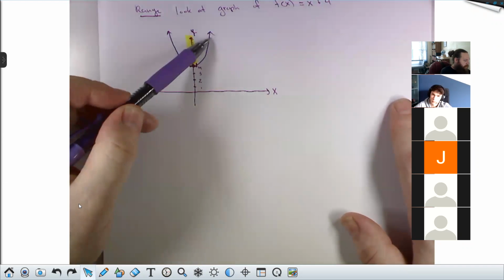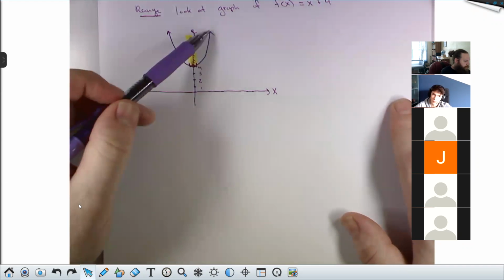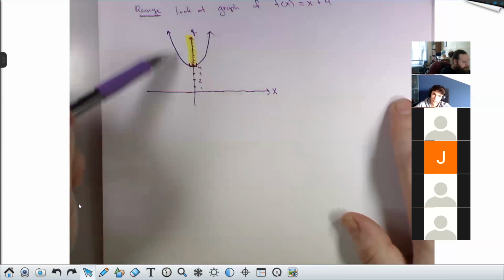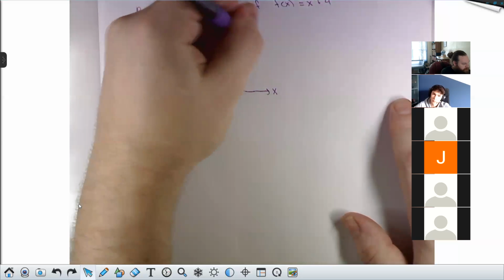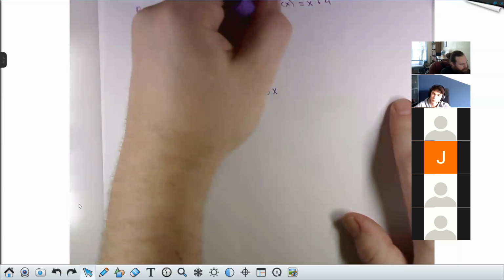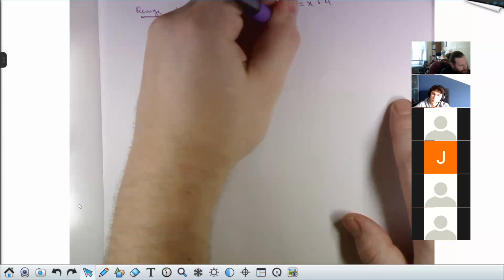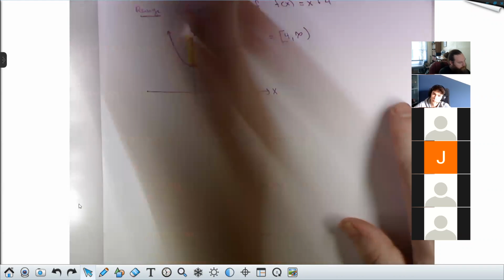Right? There's a point over here that will get smooshed here. There's a point up here that will get smooshed here. And because the graph goes up and up and up forever like this, the range is this interval of y values, 4 to infinity.